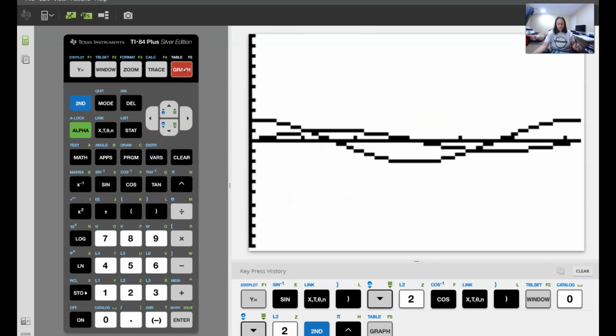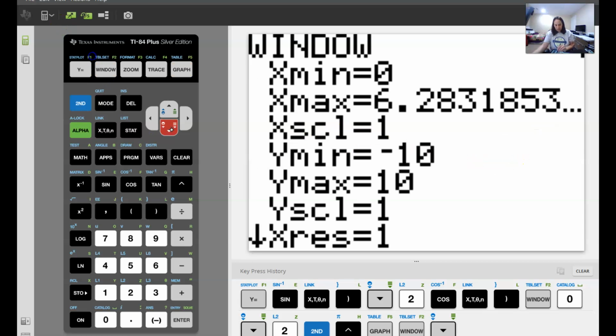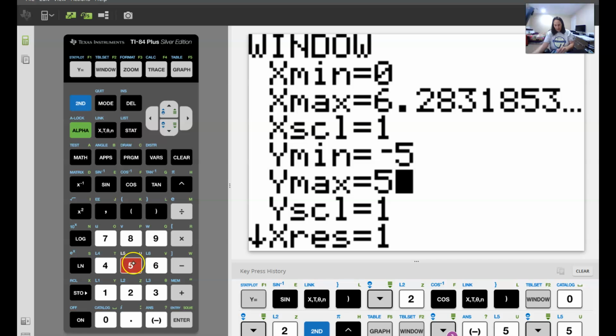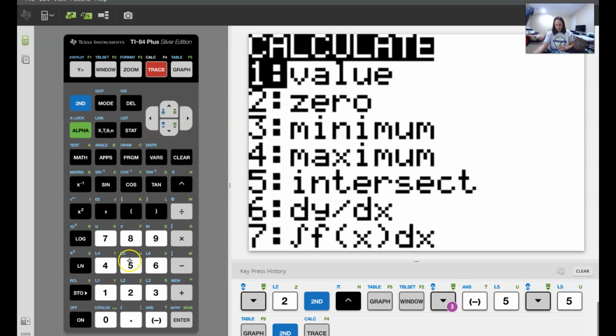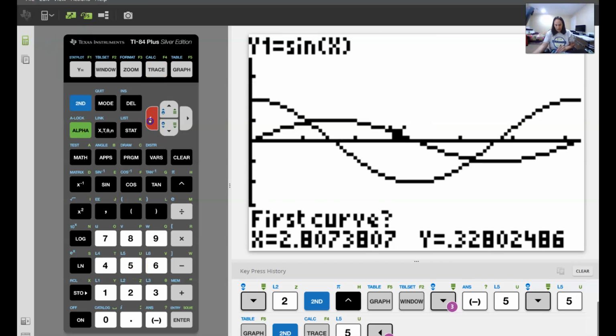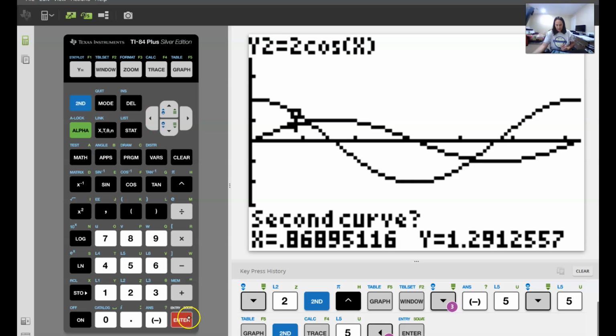Now graph. So it looks like I've got a couple intersections right here. I'm going to limit my window a little bit more to see this better. So I'm going to go from -5 to +5. That's better. Looks like I have 2 points of intersection. I have one there, and I have one there. So now I need to do second trace, intersect number 5, arrow over, enter, second curve, enter, don't need to guess.